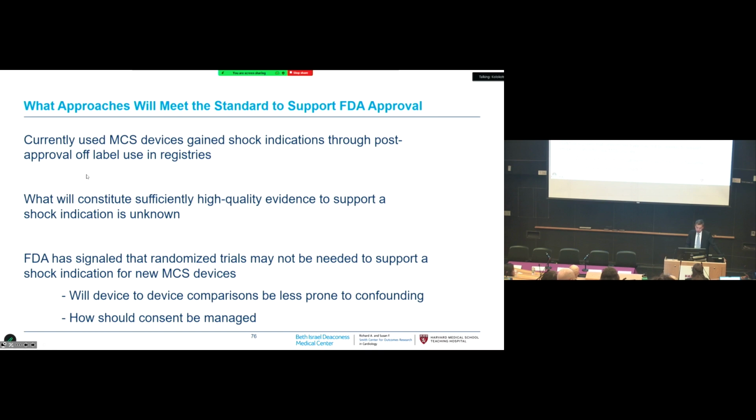So what's going to constitute sufficiently high quality evidence in support of a shock indication? I don't think we all know the answer to that yet. I think many people in this room are working with the FDA to get a sense for what that's going to be. They've signaled that randomized trials may not be needed to support a shock indication. But will device versus device comparisons be enough to offset the confounding? Part of the challenge of our analysis, Impella versus no treatment, is that it is an inherently more biased comparison than what's being proposed, which is a device-to-device comparison, where everybody theoretically is eligible for the device.